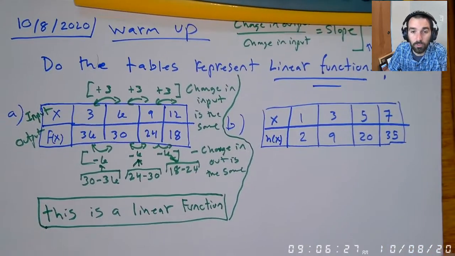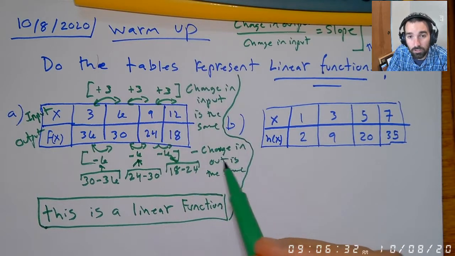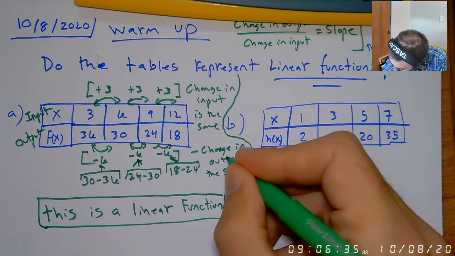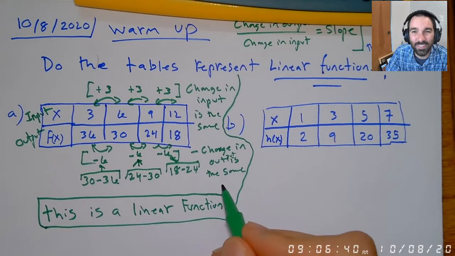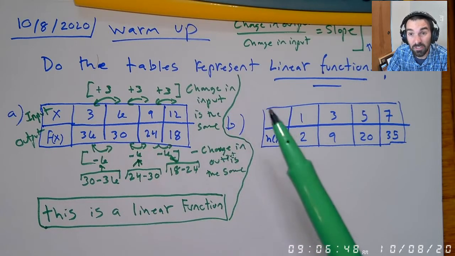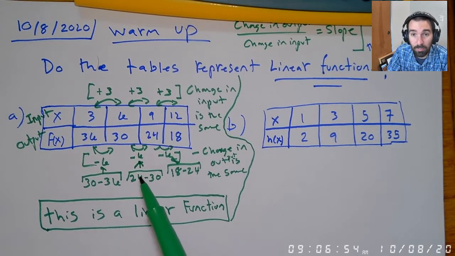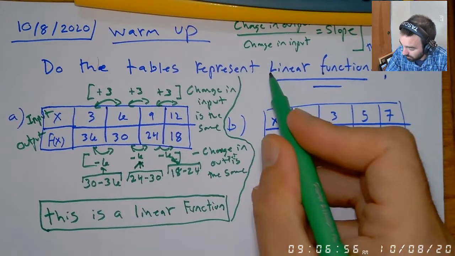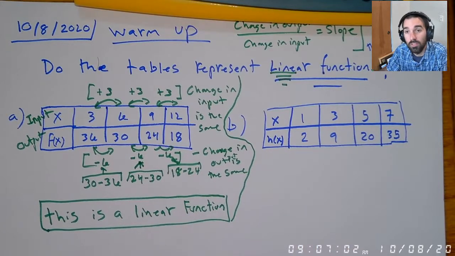Okay? So the first one is a linear function, and that's because the change in the input is the same, and the change in the output is the same, okay? So that's what we're looking for in a table to see if it's linear. After our midterm, we're going to spend a lot more time with linear functions, how to graph them, different ways to look at them. But for right now, we just have to remember, linear means line. So you either see a line or we do the table to see if it's a linear function.